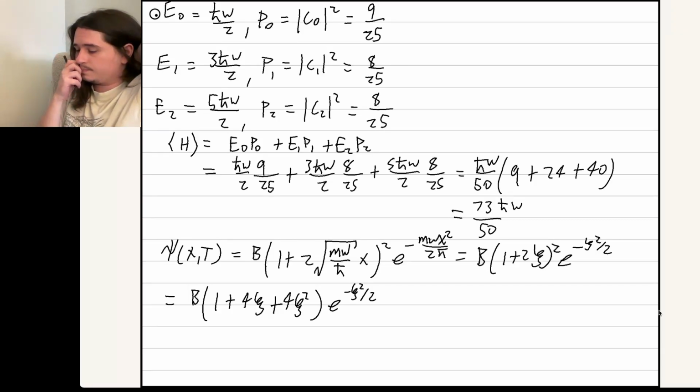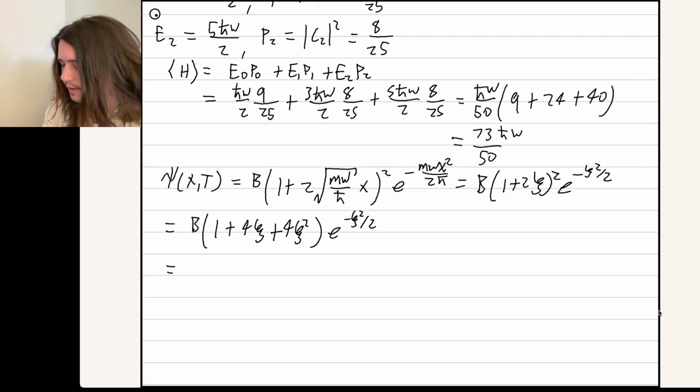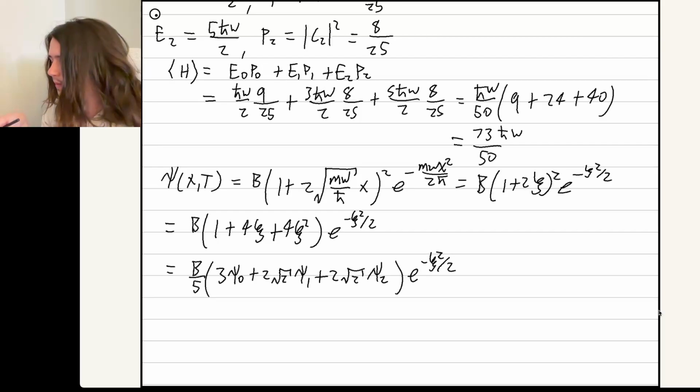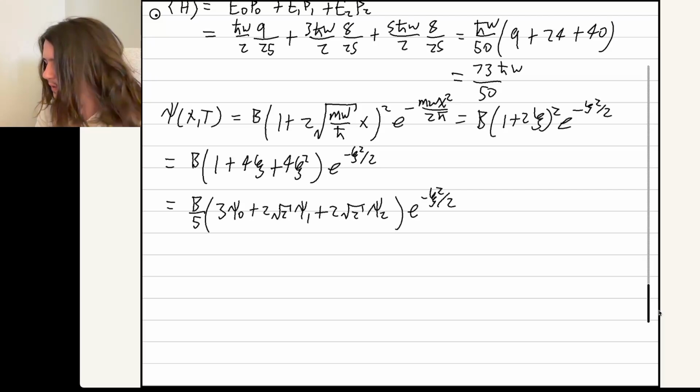So also we know that we can expand this and turn it into the stationary states like we did before, and the constants are the same. So we can go ahead and say that this is b over 5 times (3 psi 0 plus 2 root 2 psi 1 plus 2 root 2 psi 2), right? So that's kind of crazy.